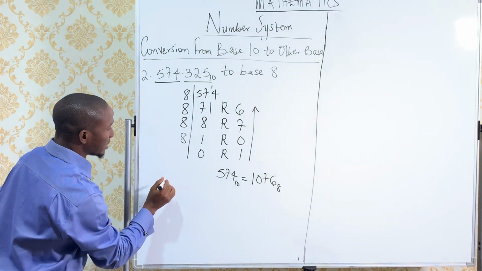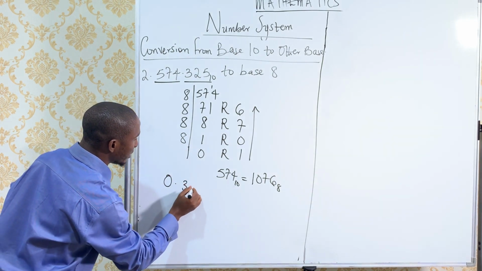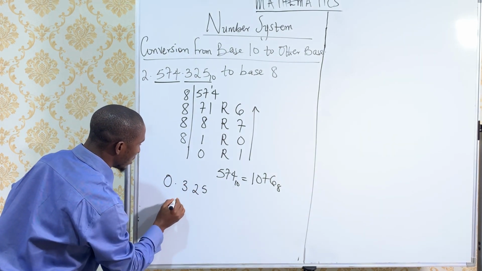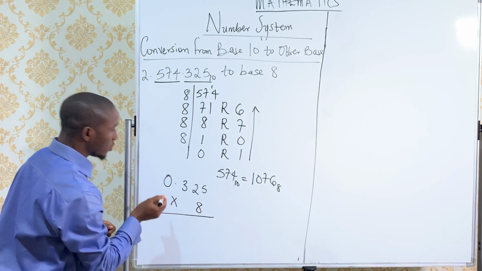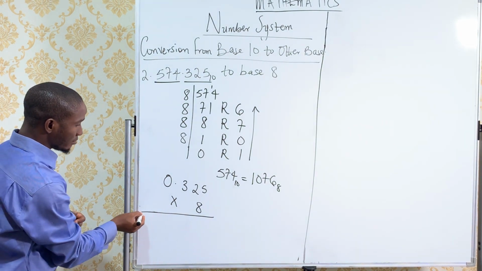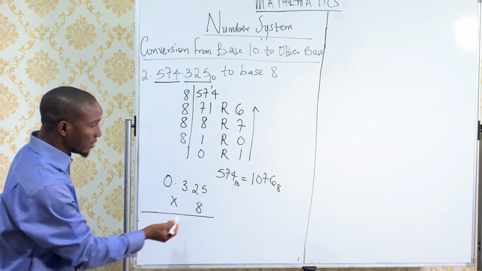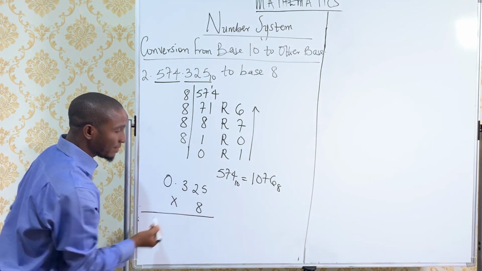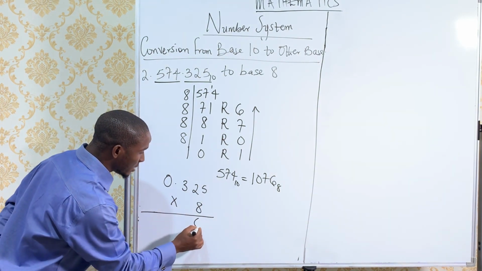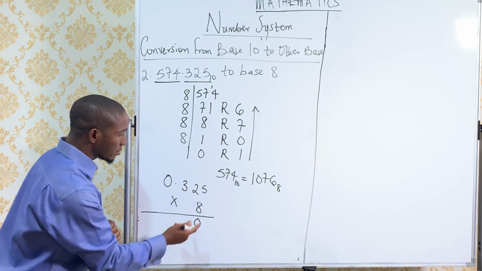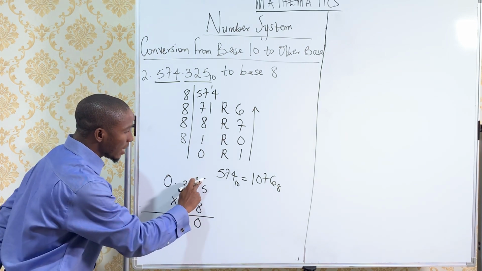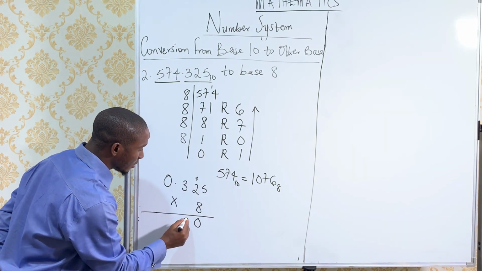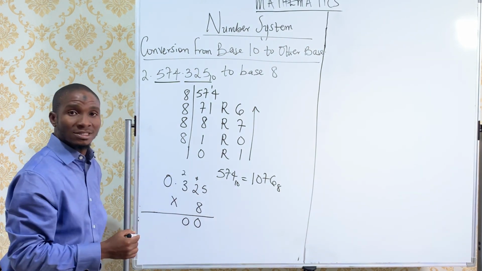That is, pick the decimal part, 0.325. We now start by multiplying it with what? With 8. Now, 8 times 5 will give us 40. That's 0. We pick 4 and carry 4 to the next number. 8 times 2 is 16, plus 4 is 20. We carry 2 to the next number.